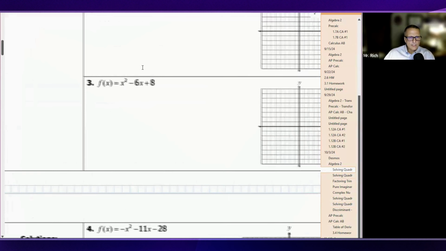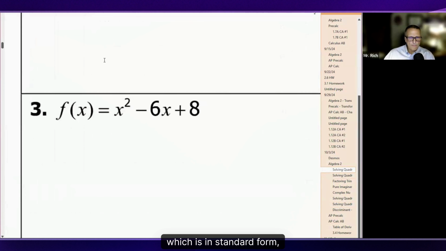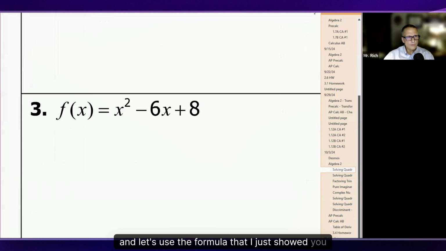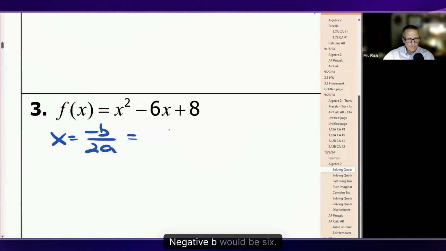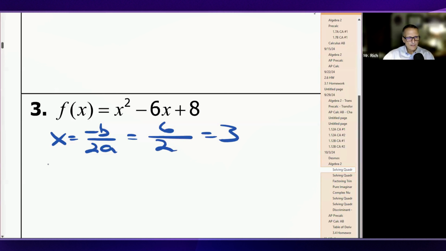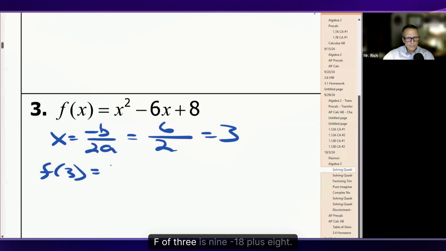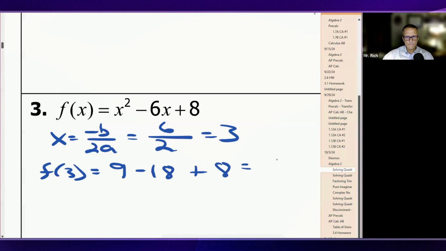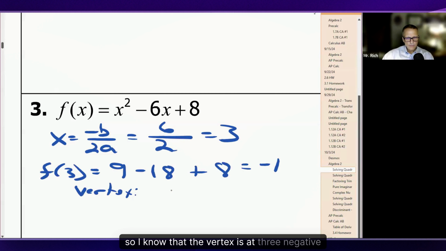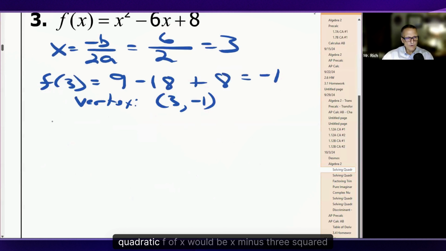Let's do that. Let's take this, which is in standard form, and let's use the formula that I just showed you on how to get the x coordinate for the vertex. Negative b would be 6, a is 1, so the x coordinate is 3. Let's find f of 3. F of 3 is 9 minus 18 plus 8. I'm going with negative 1. So I know that the vertex is at 3, negative 1. Therefore, I could write the vertex form of this quadratic. F of x would be x minus 3 squared minus 1.